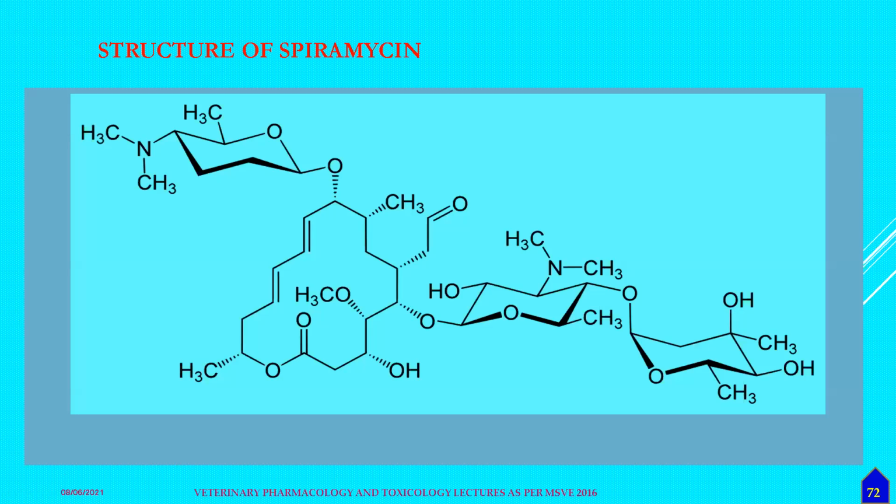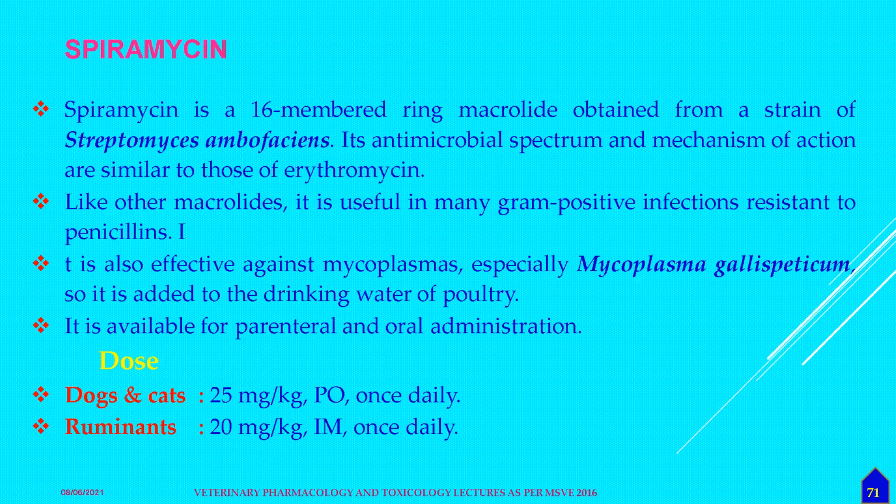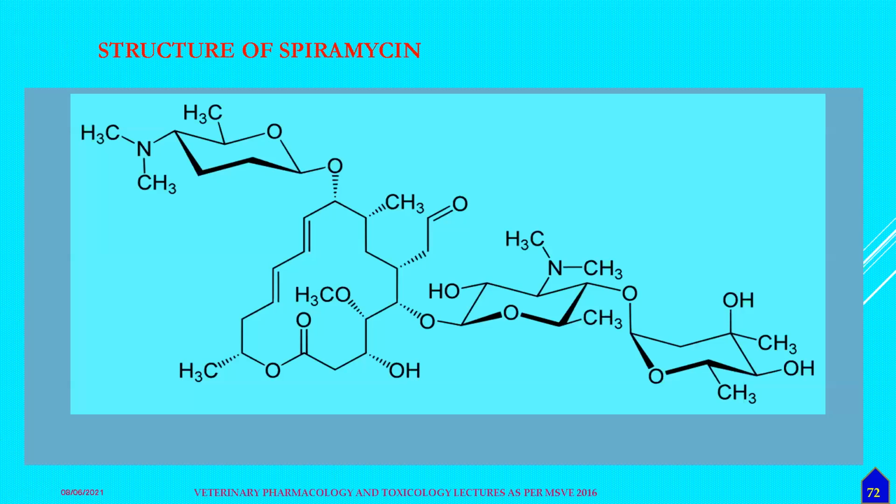Just for your reference, the structure is like this because it is a 16 membered ring, whereas the other macrolides have the 14 membered ring. So this is the 16 membered ring.